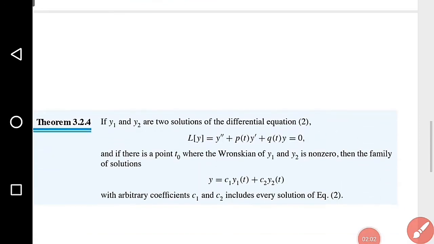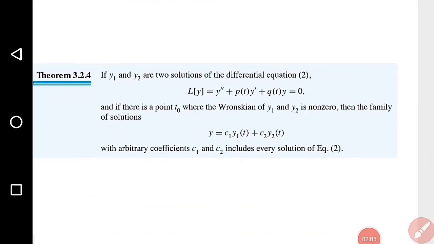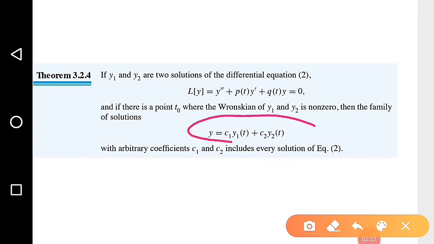Now our second theorem: y1 and y2 are two solutions of our homogeneous linear second order differential equation, and if there is a point t0 where the Wronskian is not 0, then the family of solutions y = c1 y1(t) + c2 y2(t) with arbitrary constants c1 and c2 includes every solution.